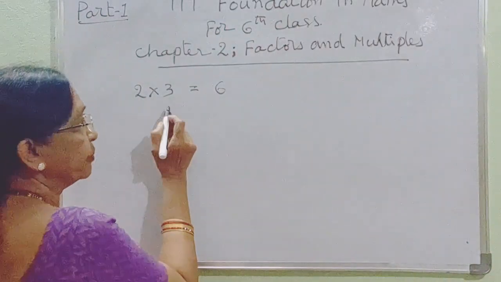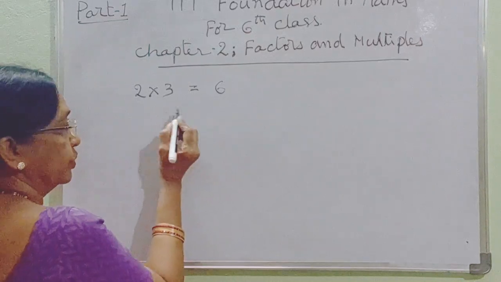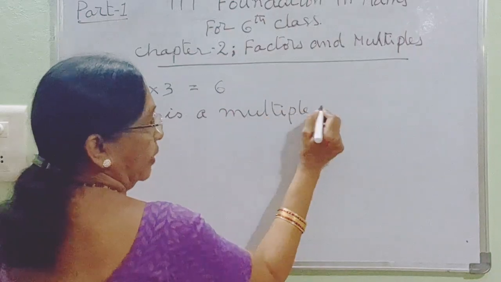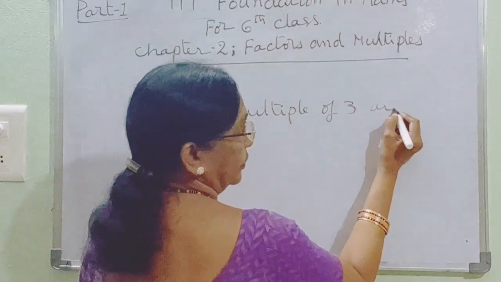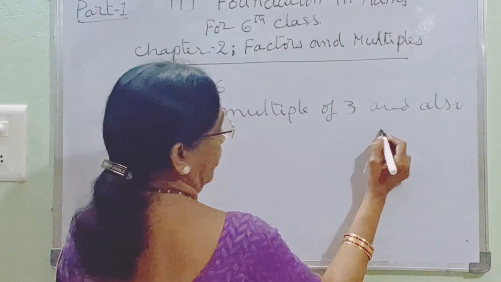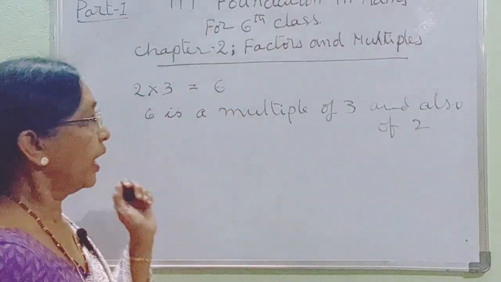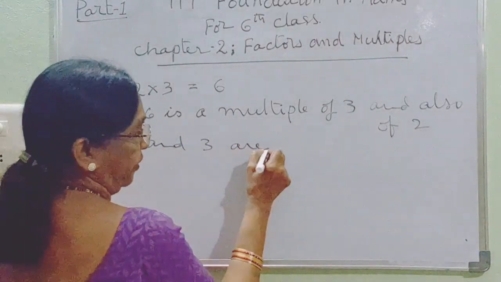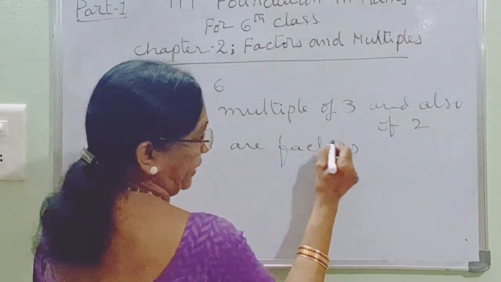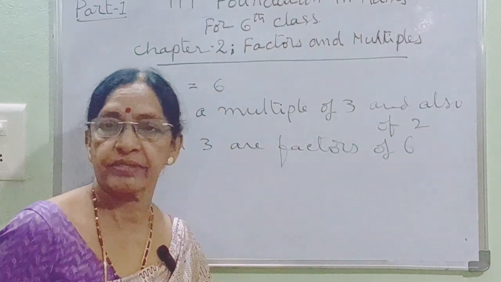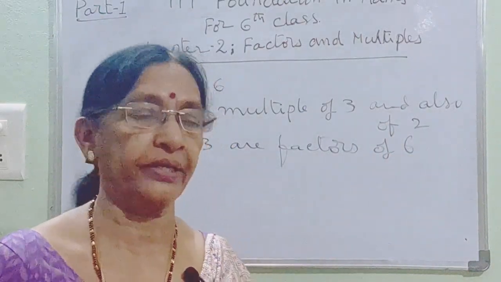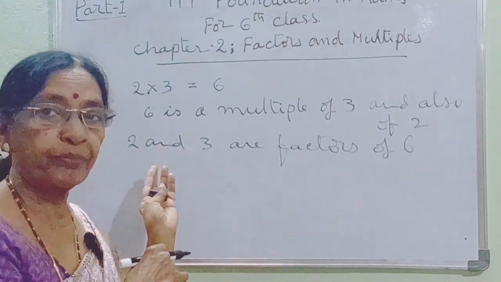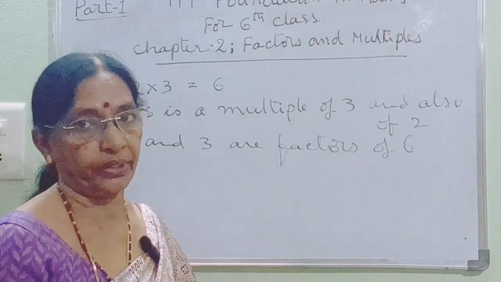But this is a multiple of 3 as well as 2. 6 is a multiple of 3 and also a multiple of 2, and 2 and 3 are factors of 6. So when two or more numbers are multiplied, then the product is called a multiple of those numbers, and those numbers are called the factors of the product.